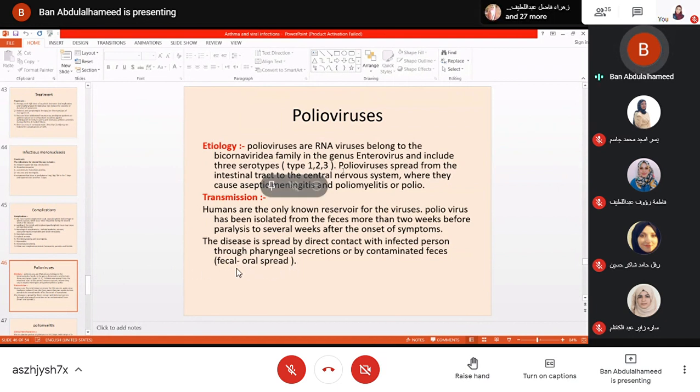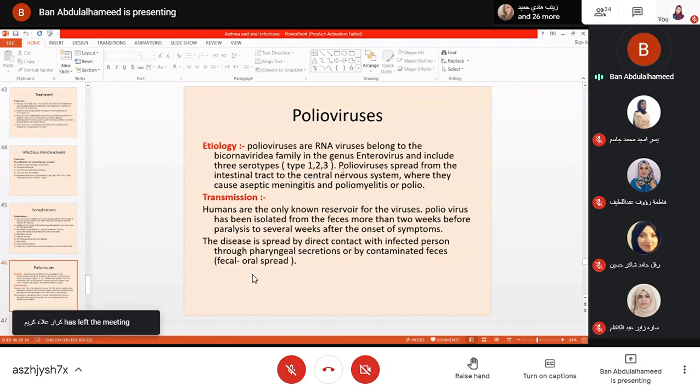Usually the virus reaches the intestinal tract, then from the intestinal tract it replicates and reaches the central nervous system. In the central nervous system it involves the anterior horn cells and causes poliomyelitis or aseptic meningitis.